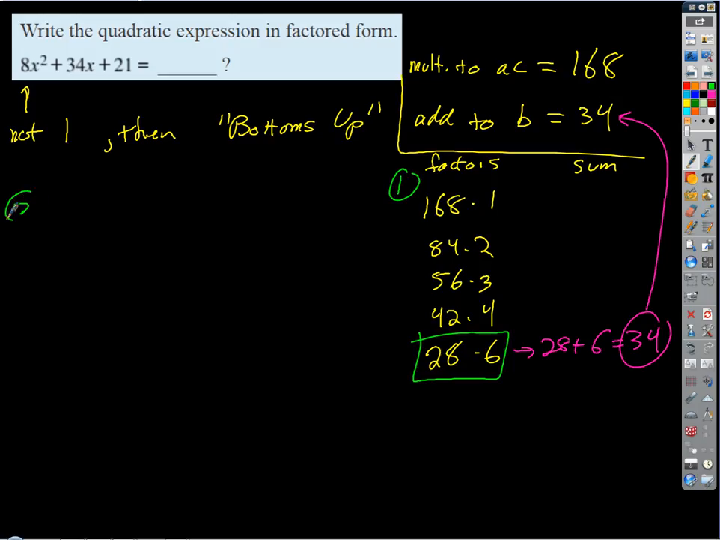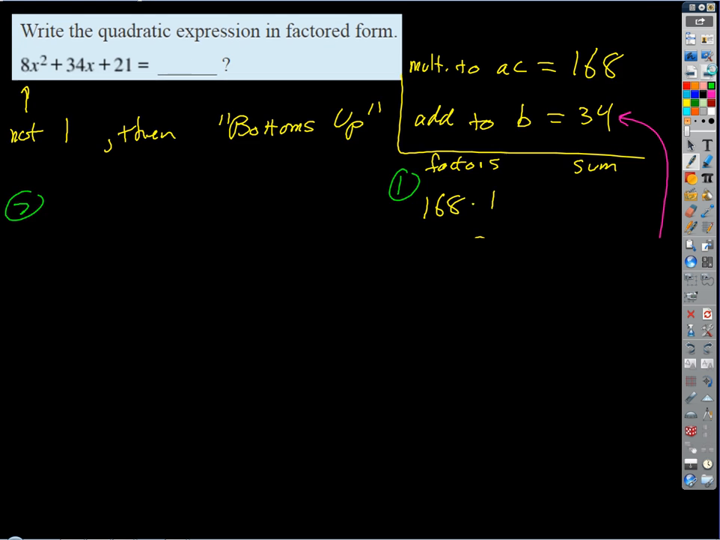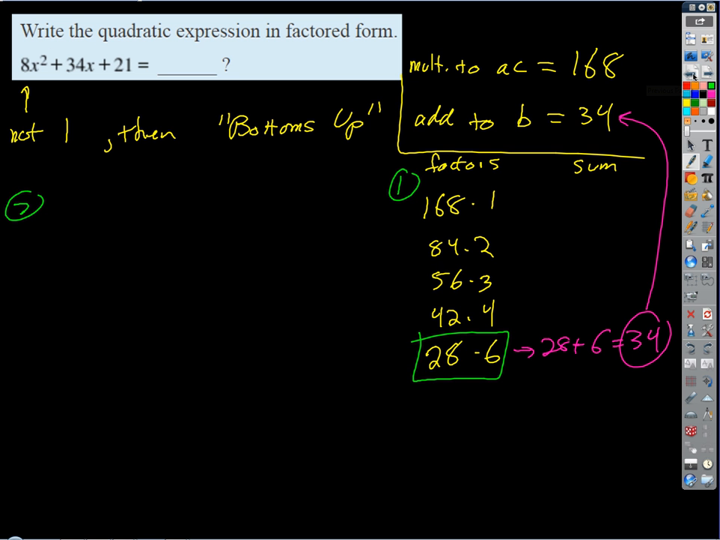Step two is to set up our template just like we normally do, just like we did on this problem there, right? Only it's not the end of the line for this one, right? So step two, we're gonna set up x plus 28 times x plus 6. Okay, what's step three?